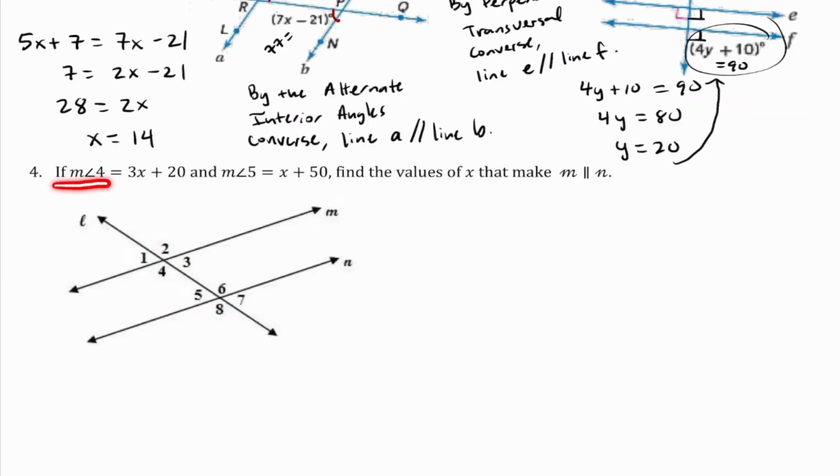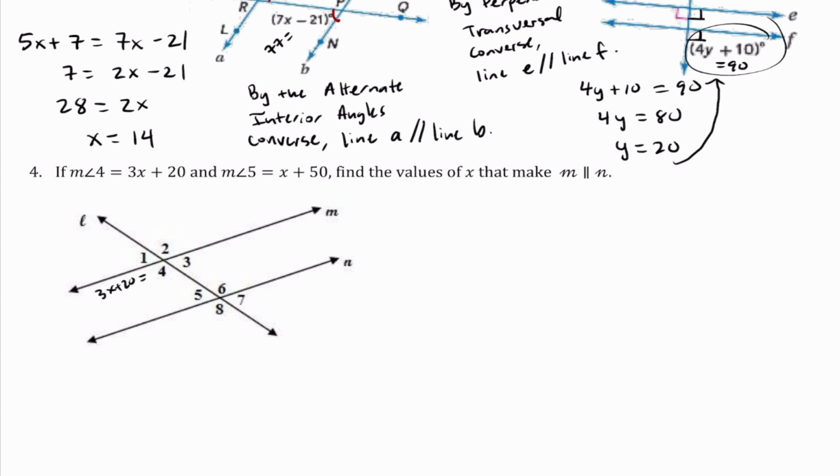Number 4, if the measure of angle 4 is 3x plus 20 and the measure of angle 5 is x plus 50, find the values of x that make M parallel to N. This is line M, this is line N, and this is our transversal. Again, we know that the measure of angle 4 is 3x plus 20. Here's angle 4, and I'm going to write 3x plus 20.